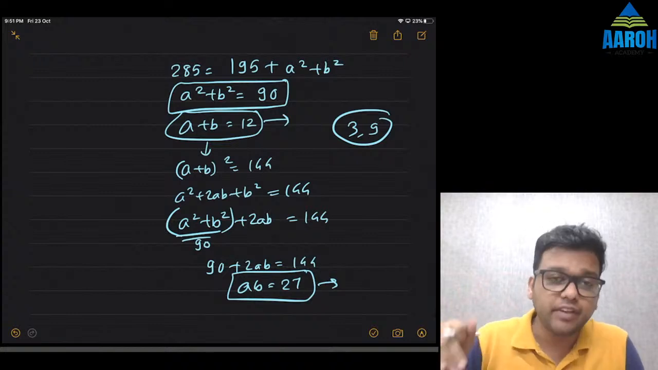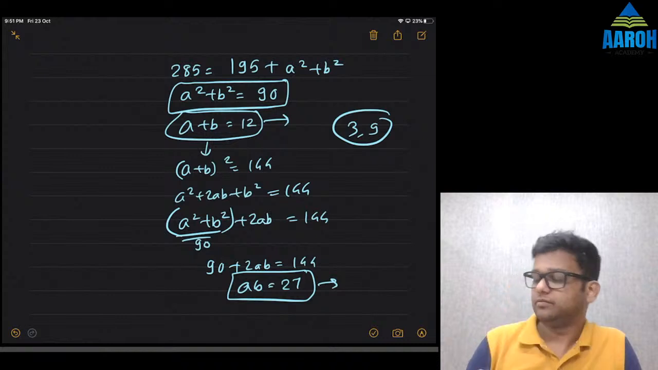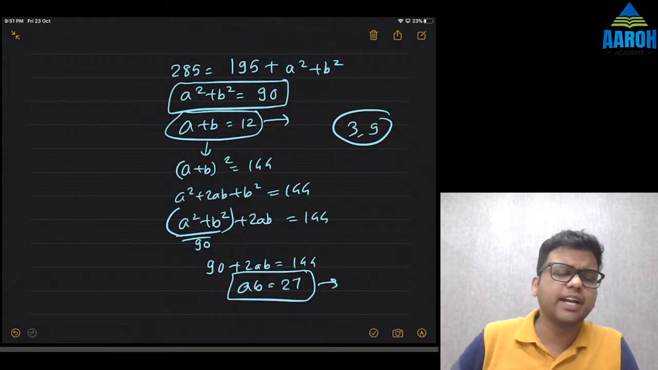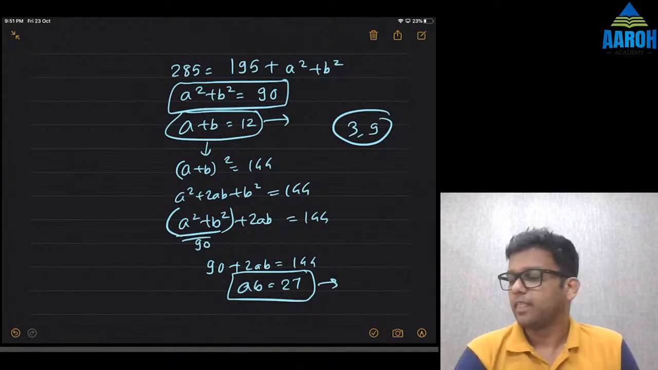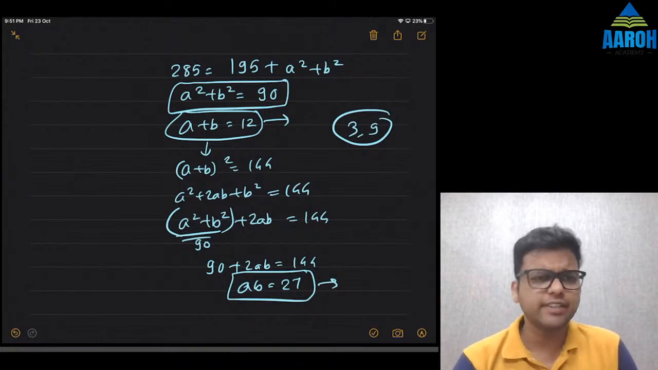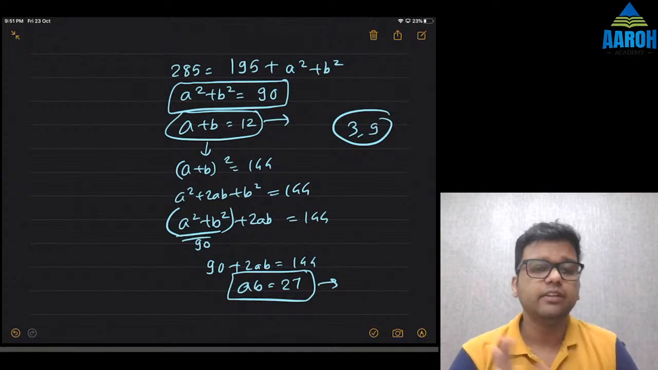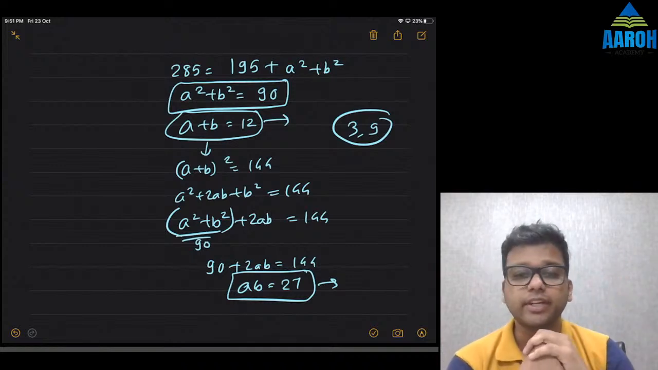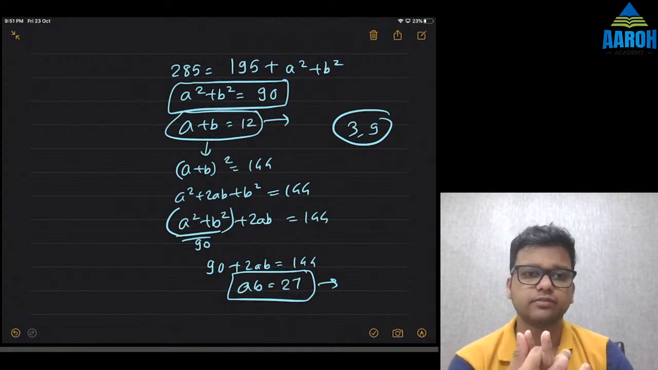We cannot do this unless we have options, unless at least we have one of the options. If we have one of the options, then we can try this trial and error method. So 3 and 9 will be the answers. Otherwise go by quadratic equations, no issues. Take a is equal to 12 minus b and then put it in the a square plus b square equation to get the answer. That also you can do definitely.